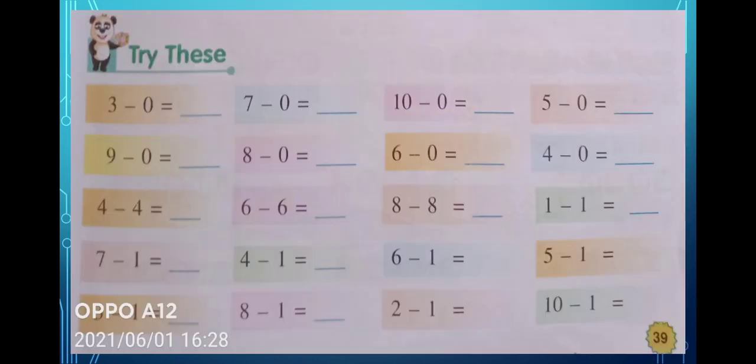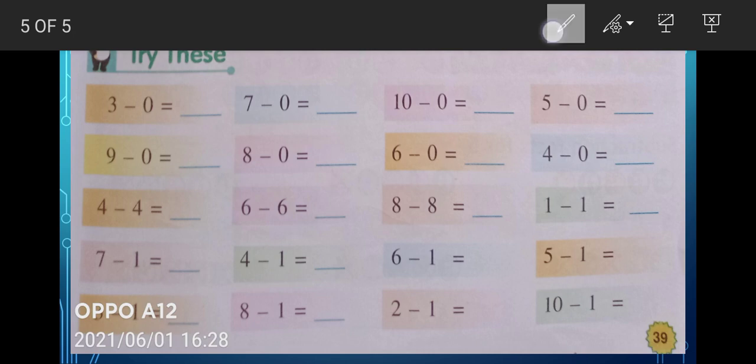Children, you have to write it down. As I am doing, you have to write it with me, in the book with pencil. No need to do it in the copy. So 3 minus 0. 3 minus 0 means you have 3 chocolates and you have given 0 to somebody. So what will be left with you? You will be having 3, the same number, isn't it? Any number minus 0 will be the same number. Here also the same number, isn't it? 5 minus 0 will be 5.